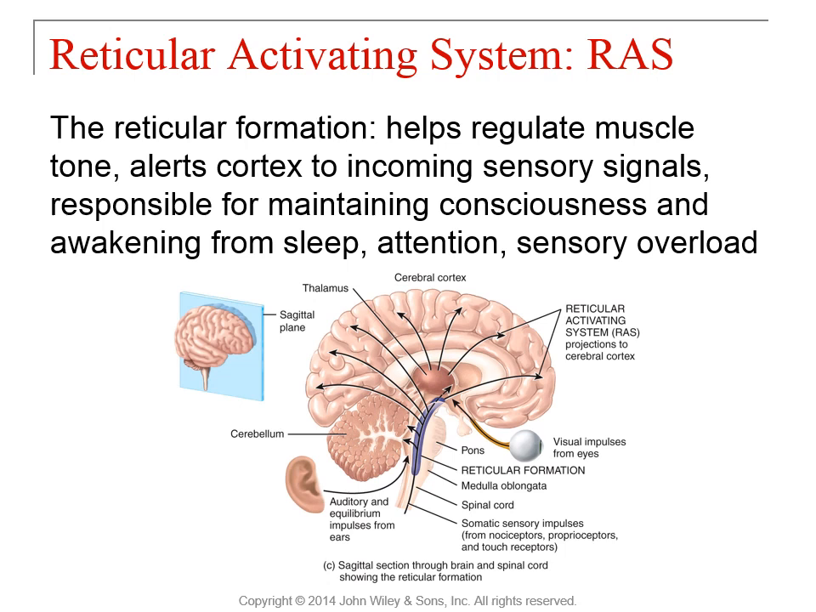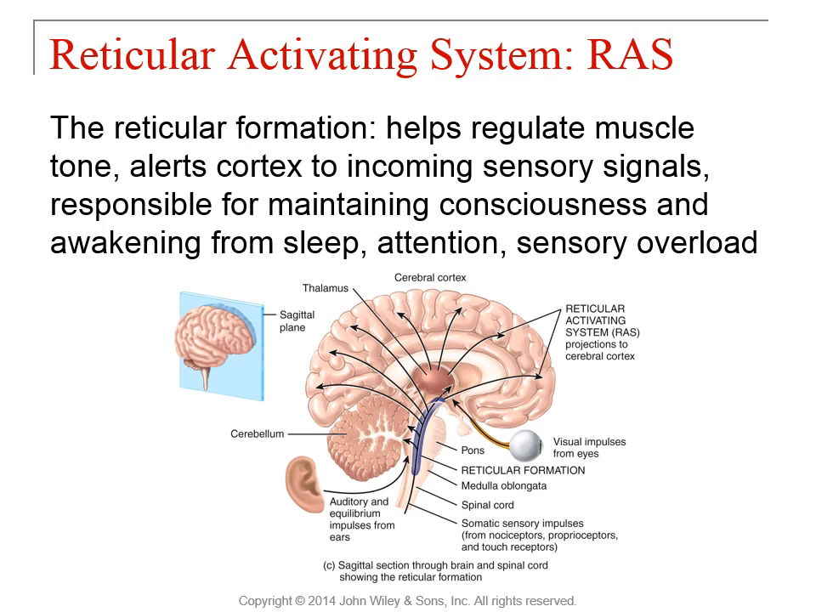Now, we find one particular structure deep within the brain stem, so it's going to actually form from different areas of the midbrain, the pons, and the medulla oblongata, known as the reticular formation. This is going to form what's called the Reticular Activating System, or the RAS. This is going to help regulate muscle tone. It's going to alert the cortex to incoming sensory signals, with the exception of smell. Smell is going to be off a different branch.